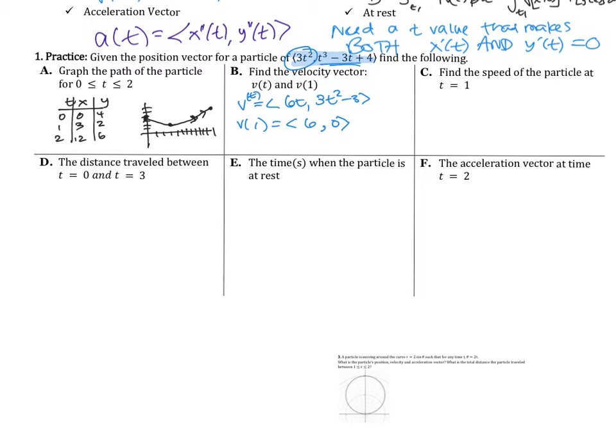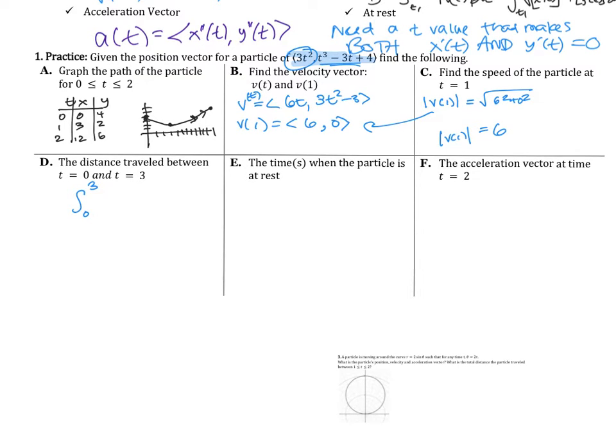Find the speed of the particle at t equals 1. So we want the magnitude of the velocity at t equals 1, which is going to be using this vector that we just found. So 6 squared plus 0 squared. So the magnitude of the velocity at t equals 1 is going to be 6. Find the distance traveled between t equals 1 and 3.